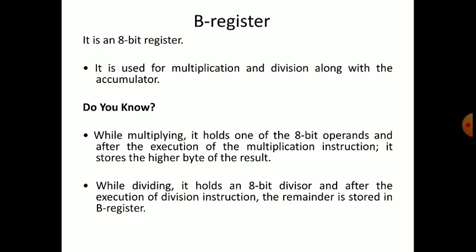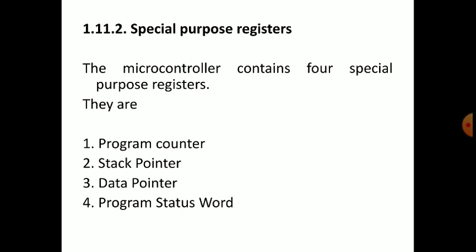While dividing, it holds an 8-bit divisor, and after the execution of the division instruction, the remainder is stored in the B register. After the division, we will have the remainder and the quotient, right? So the remainder is stored in the B register, and the quotient is stored in the accumulator register.